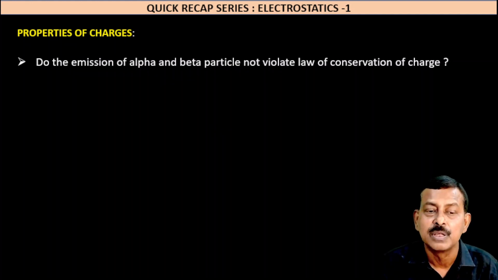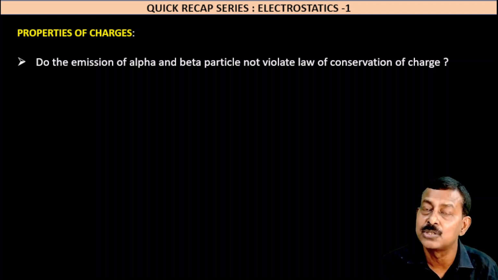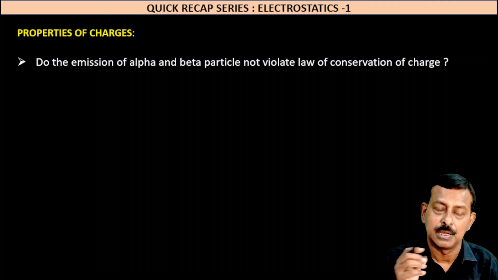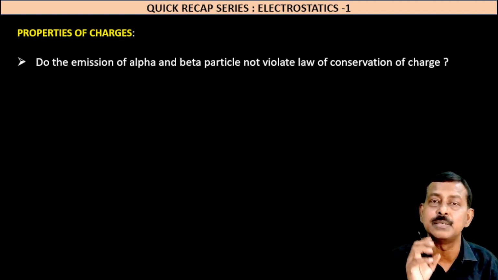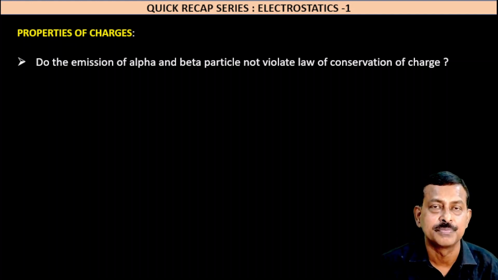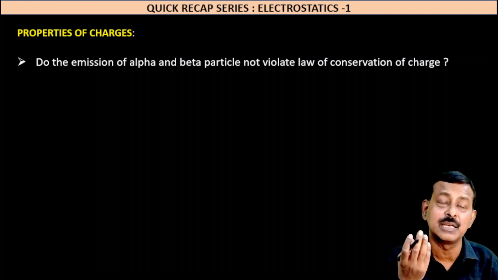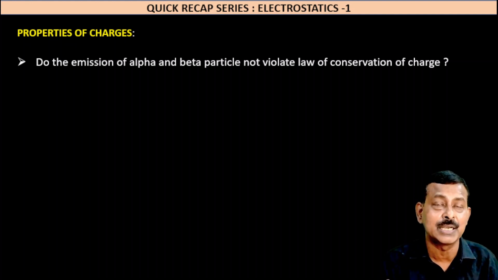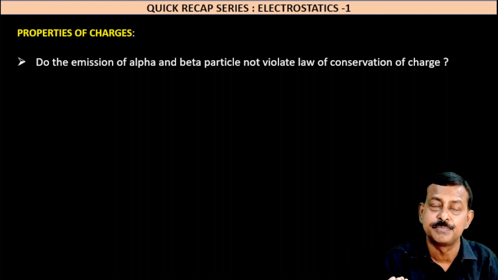Let's take now: does the emission of the alpha and beta particle not violate the law of conservation of charge? We have already discussed the conservation of charge. Simply say that the net charge of an isolated system is constant. When we say the charged particles are being emitted, say an alpha particle is emitted or a beta particle is emitted, and we say that the charges are produced, it is not getting produced there.